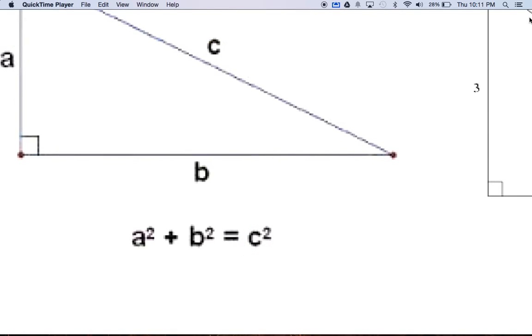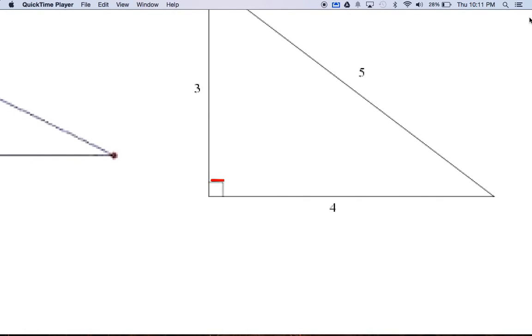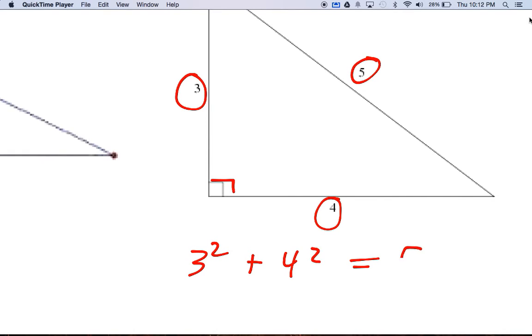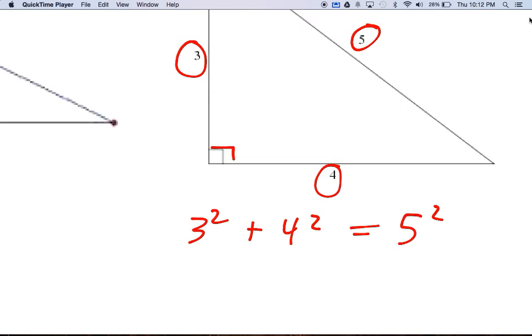Alright, so just take a look at this triangle here. I have a right triangle. So that means if I square this number and square this number and add them together, I should get this number squared. Or in other words, 3 squared plus 4 squared should equal 5 squared in this right triangle.